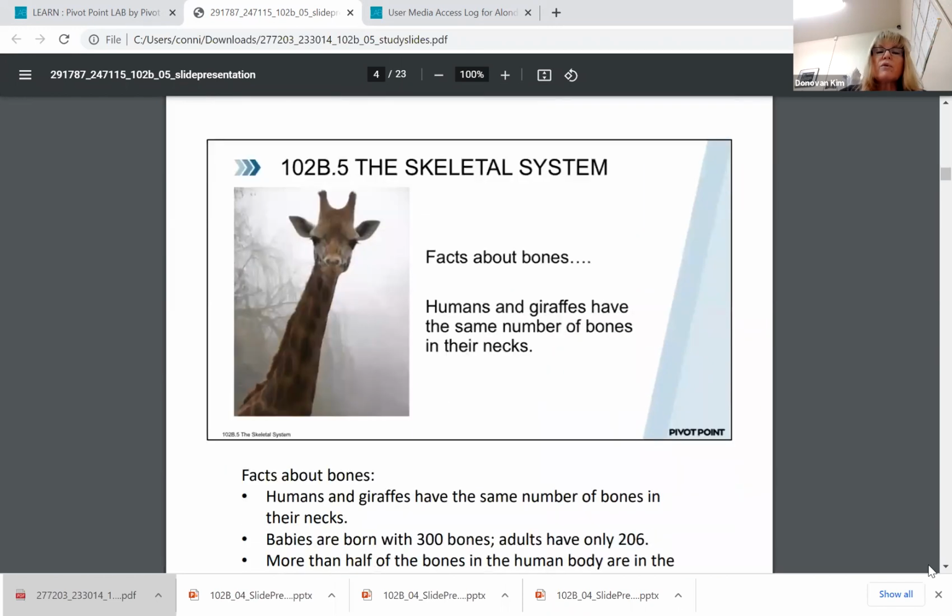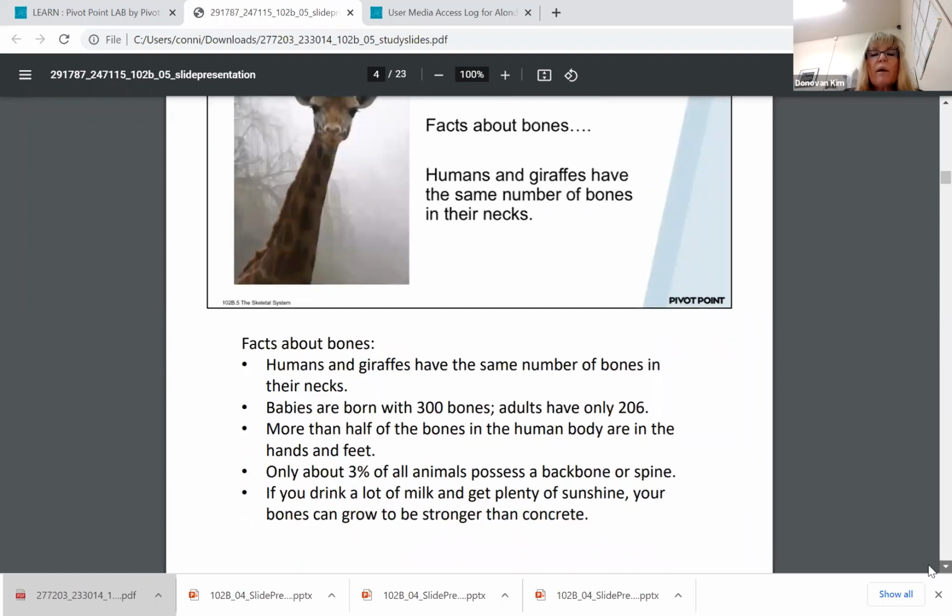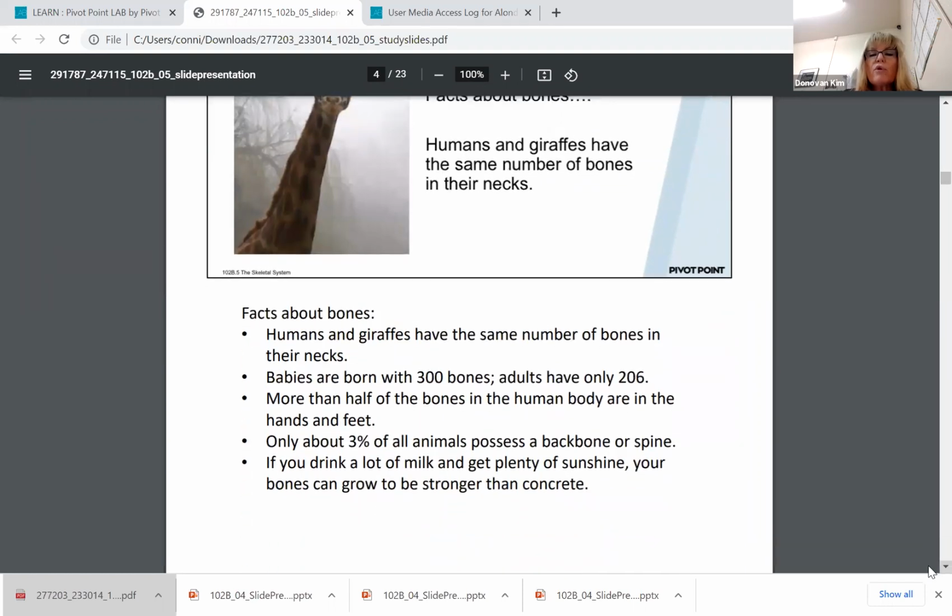Here's something interesting about bones: giraffes and humans have the same number of bones in their necks. Another fun fact is that babies are born with 300, but as an adult, you only have 206 bones in your body. You need to know approximately how many bones are in the human body, and it's 206 as an adult, okay?